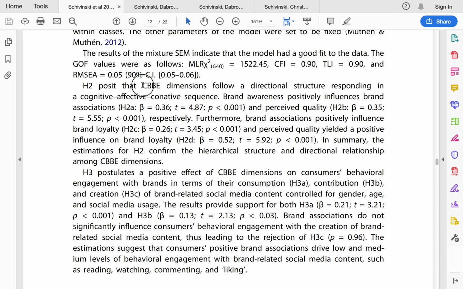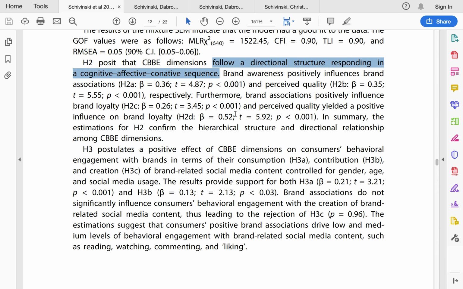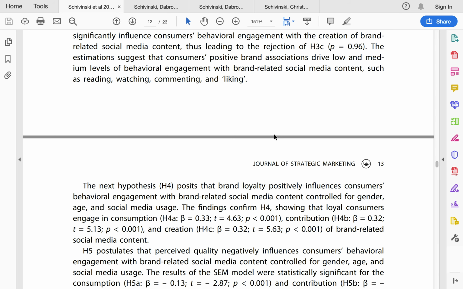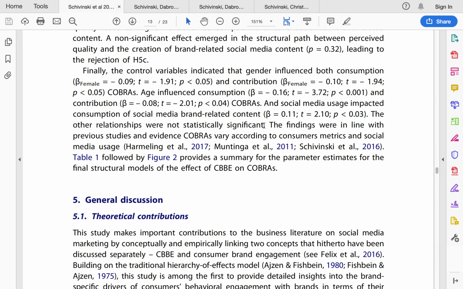H2 introduces that CBBE, the dimensions, follow a directional structure, and so on. So I'm pretty much reminding the reader about the hypotheses presented in the paper, right? Brand awareness positively influences brand associations, and then the statistics, and the statistics, and the statistics, and it goes like that up to the end. So every single hypothesis you had, you're going to introduce that.